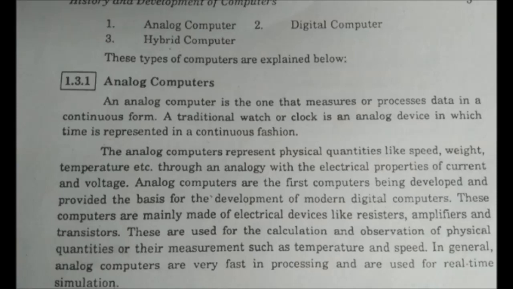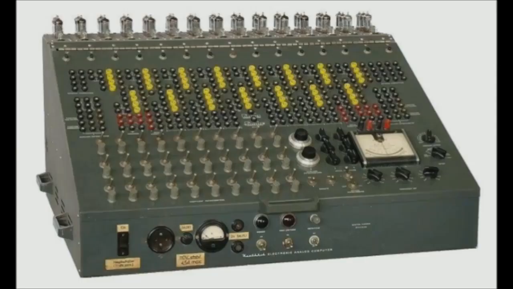Analog computers. An analog computer is a type of computer in which you can measure the different physical quantities like speed, weight, temperature, etc. These computers are made up of electrical devices like resistors, amplifiers, and transistors.